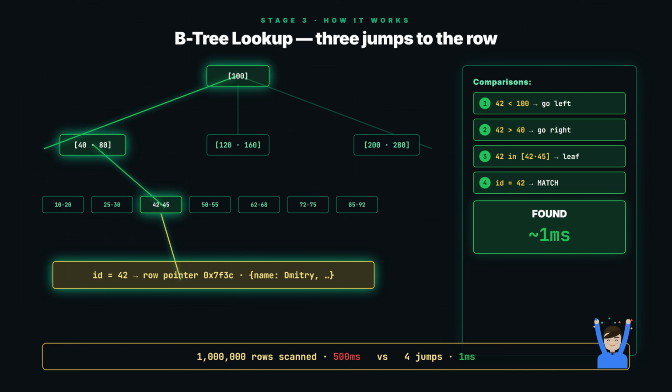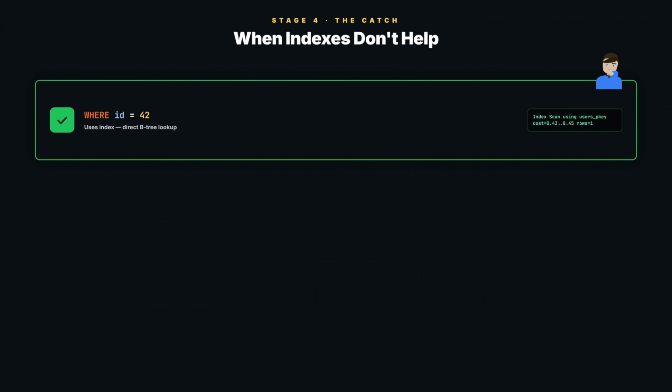A 1,000,000 row table with a B-tree index, maybe 4 comparisons. A 1,000,000,000 row table, maybe 6 comparisons. The performance is logarithmic. It barely cares how big your table gets. But indexes aren't magic. They only help when the database can use them.